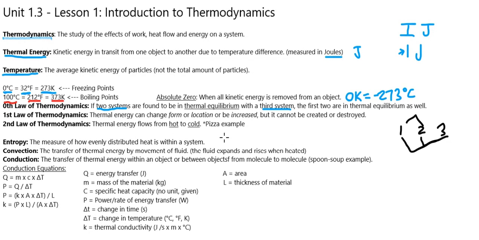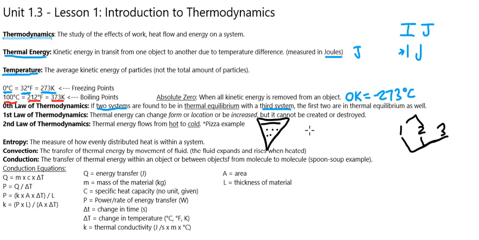The second law of thermodynamics is probably the most simple of these three, and it is that thermal energy flows from hot to cold. If you see that pizza example, there's an example by PLTW that says, let's say you just have a pizza.